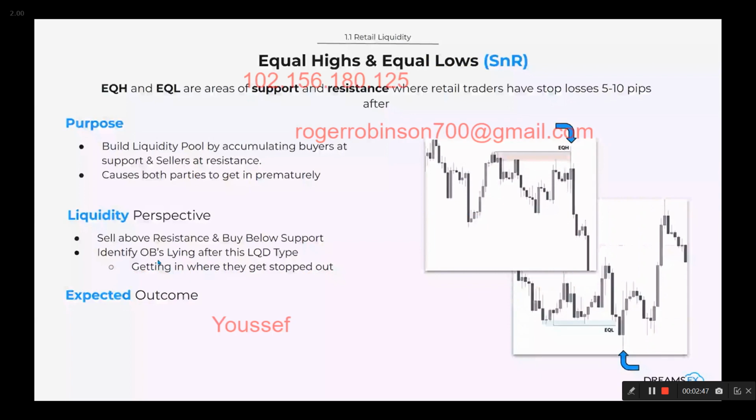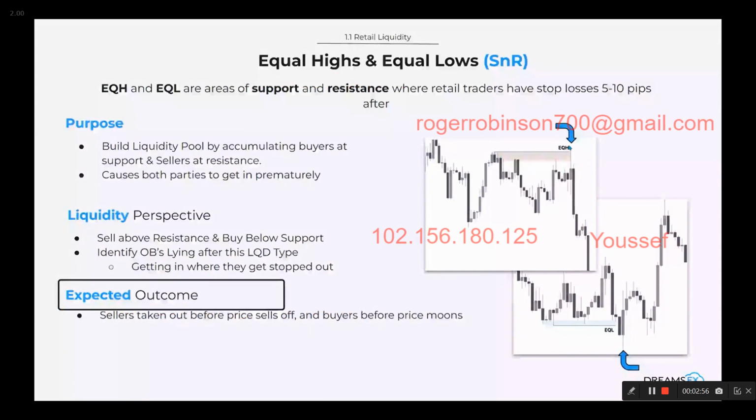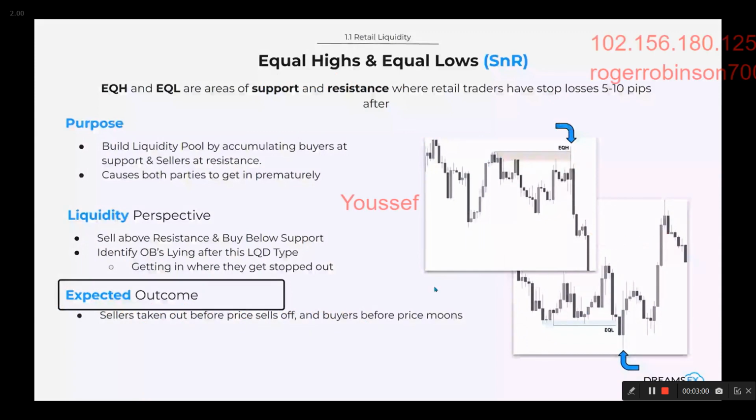You have retail who buys low, sells high. You have S&C who buys lower, sells higher. You then have institutions, algo, we buy lowest, we sell highest. Within the course, the expected outcome in this scenario: sellers get taken out before price sells off, and buyers, they buy before price goes in the opposite direction. Always going to be the same, right?